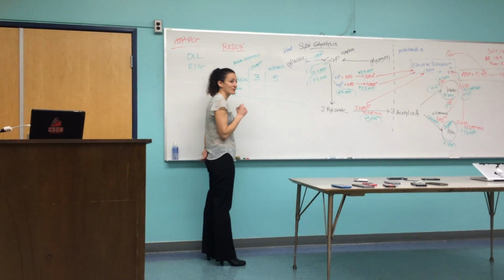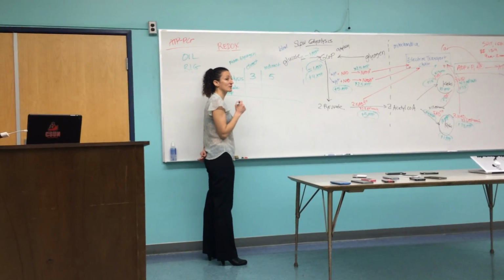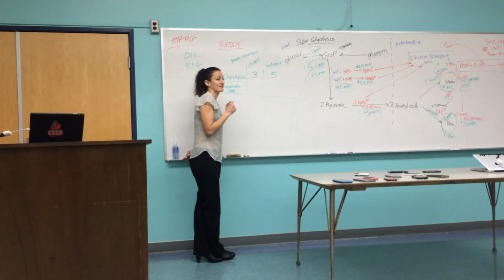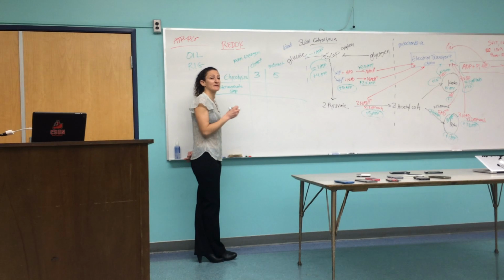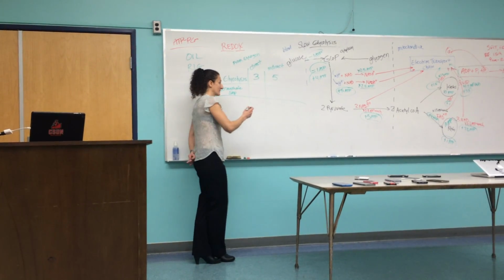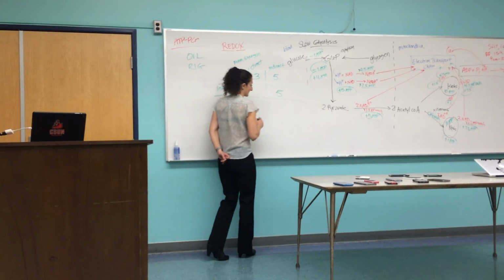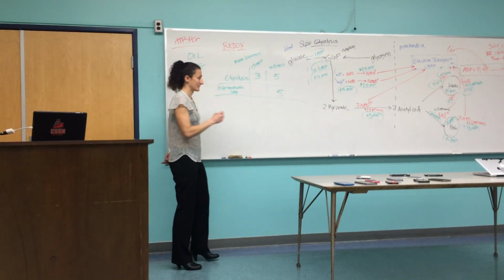Are those 5 direct or indirect? How do you know they're indirect? They're from the electron transport chain. Any ATP that are produced in the electron transport chain are indirect. So those 5 are indirect. How many direct are we getting there? None.